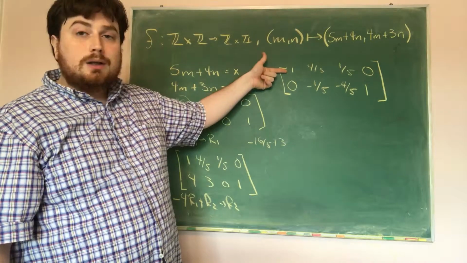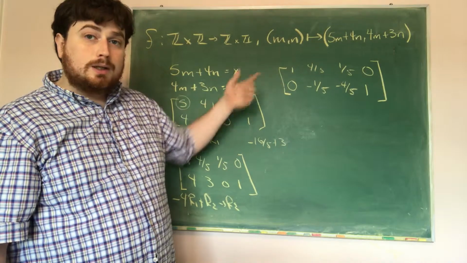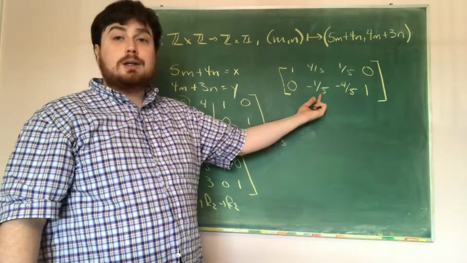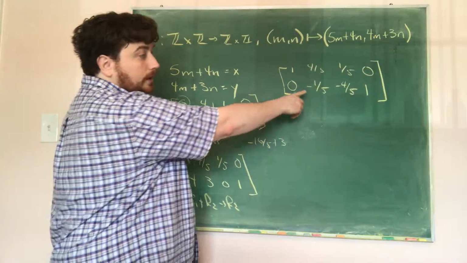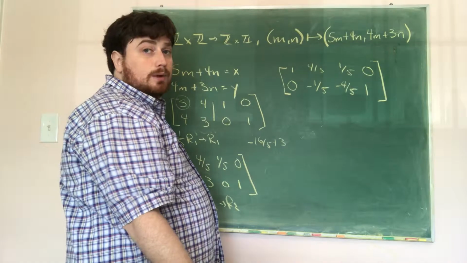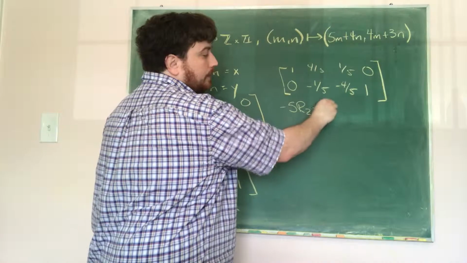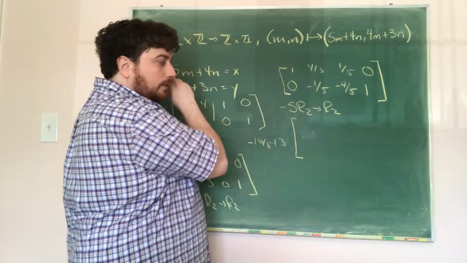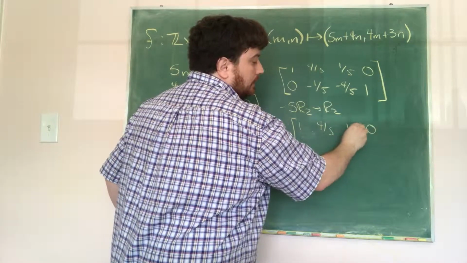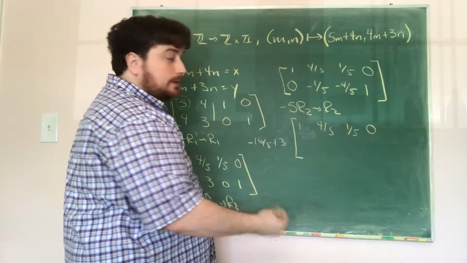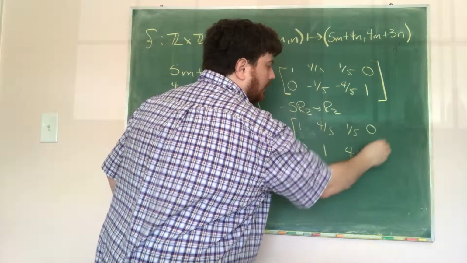So now I have a 1 in the first row, first column, and a 0 in the second row, first column. And next I'm going to get a 1 in the second row, second column. In order to do that, I'm going to divide by -1/5, which means multiply by -5. So I'm going to take -5 times row 2 and plug that into row 2. So I'm going to end up with 1, 4/5, 1/5, 0, because the first row stays the same. The second row becomes 0, 1, 4, -5.